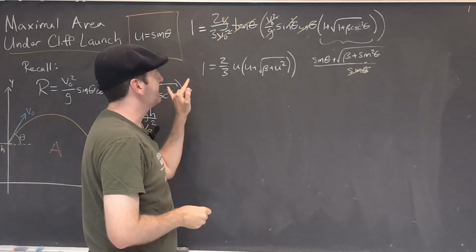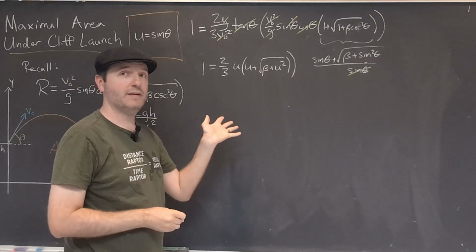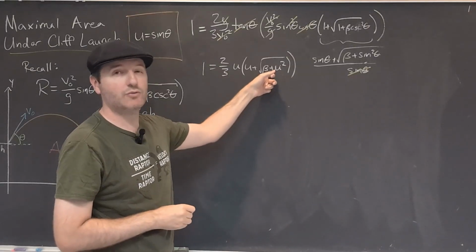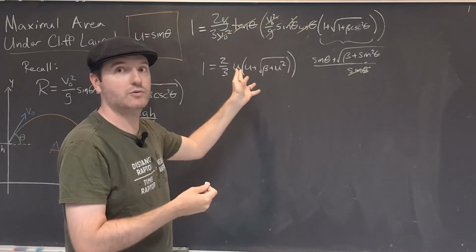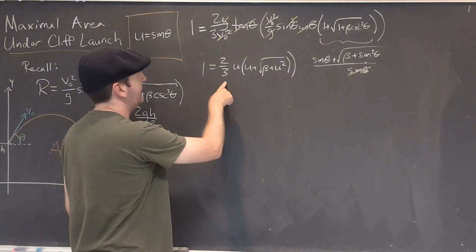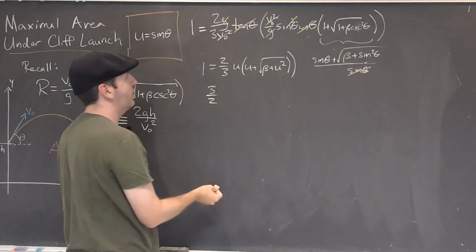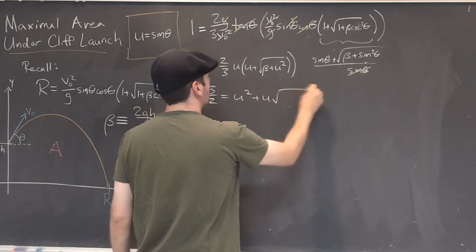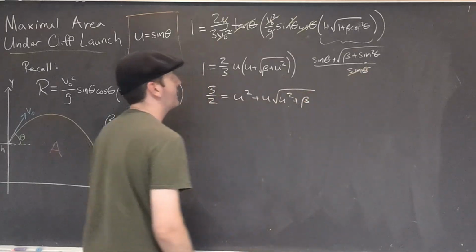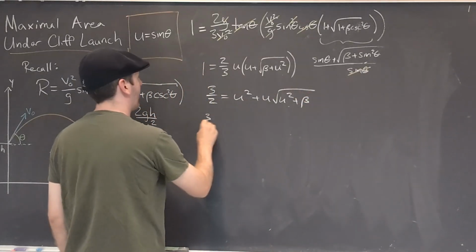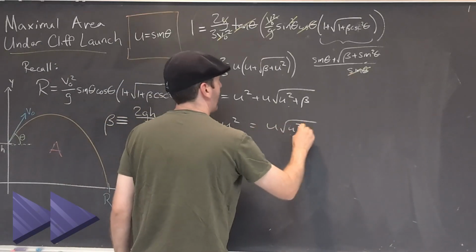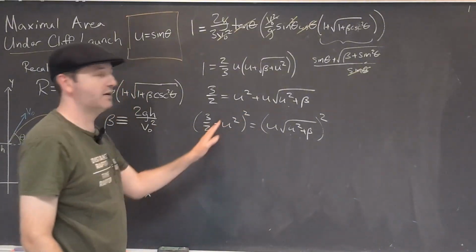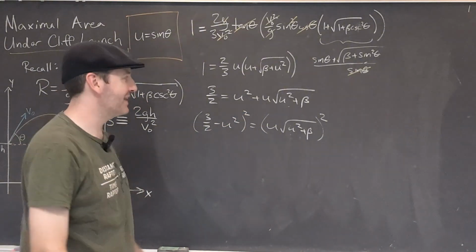Now, this looks pretty ugly. Turns out it's not going to be as bad as we think. So let's expand. We'll square both sides once I get the root alone and see where it goes. Okay, so let's go ahead and I'll move the 3/2 over. We'll have a u squared, and we'll have a u root u squared plus beta. Let's subtract. I'll square both sides. This looks like it's going to be a quartic, but it'll be better than we think. Don't worry.